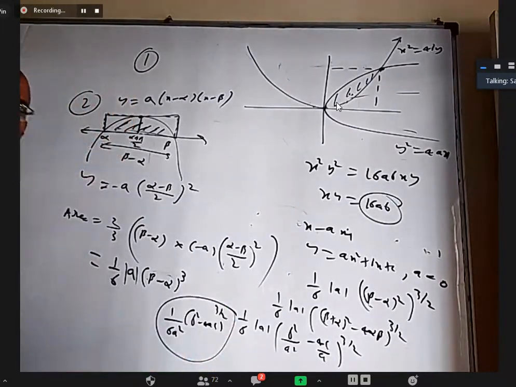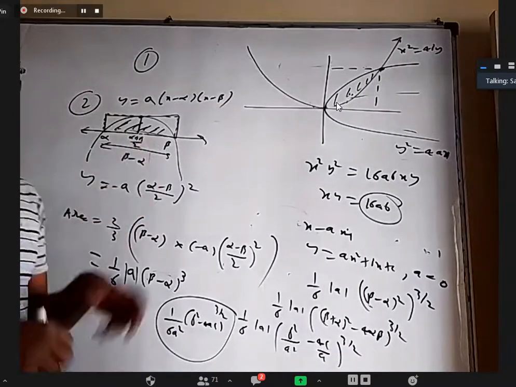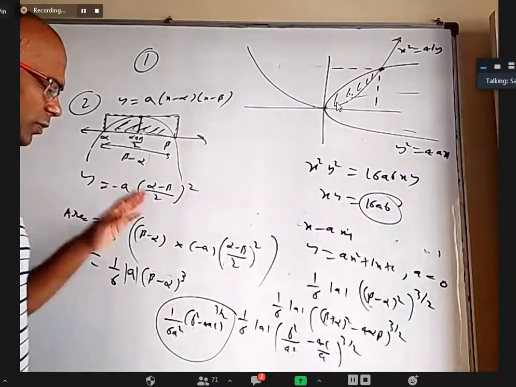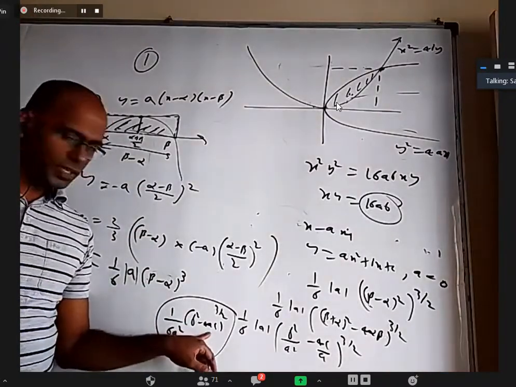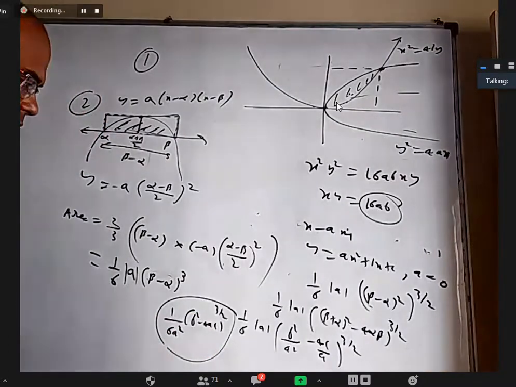So sometimes you may find this formula. Once again, I'm not asking you to remember the formula. I'm asking you to remember this method so that you can do it. If you want to remember, it's fine. B square minus 4ac, the discriminant, power 3/2 by 6a square will give the area.